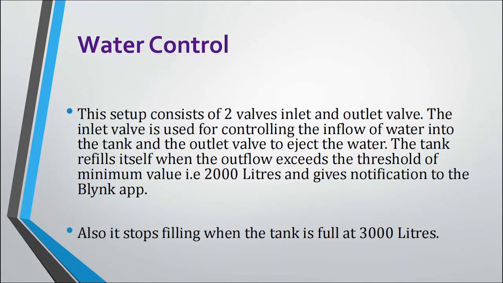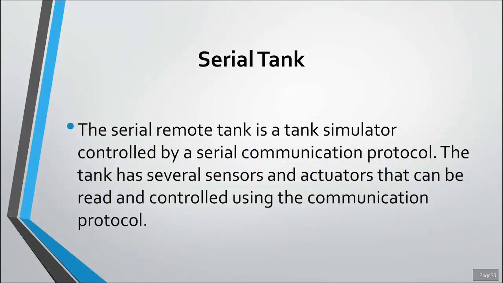Later, we implement the water control using the Arduino Uno. This setup consists of two valves, one inlet and one outlet. The inlet valve is used for controlling the inflow of water into the tank, and the outlet valve is to eject the water. The tank refills itself when the level falls below the minimum value of 2000 liters and gives a notification to the Blink app. Also, it stops filling the tank when it reaches 3000 liters. If it is below 2000 liters, the tank will automatically fill.